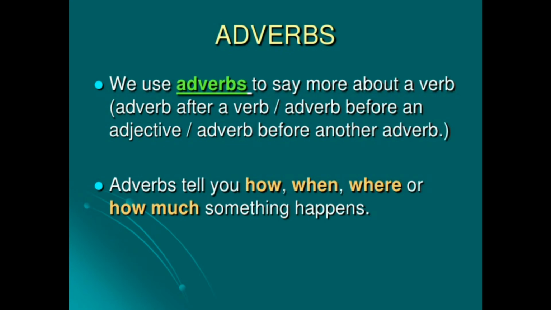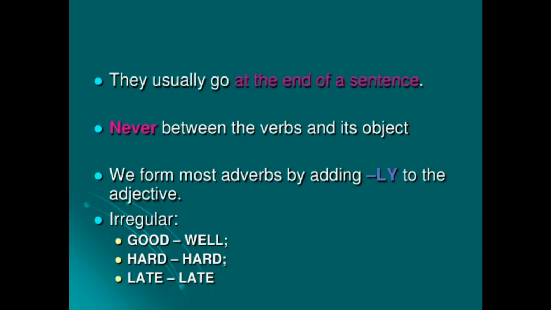On the other hand, adverbs are used to say more about a verb. It tells us how, when, where, or how much something happens. They usually go at the end of a sentence, never between the verb and its object. Most adverbs are formed by adding ly to the adjective. However, some adverbs are irregular.